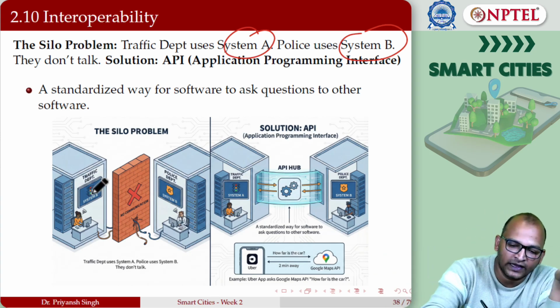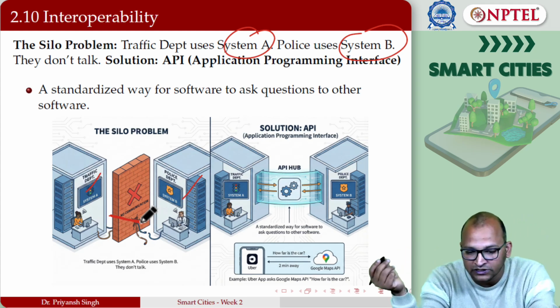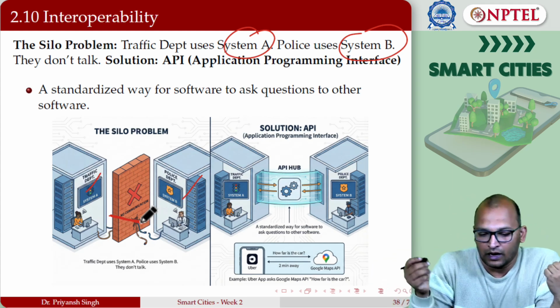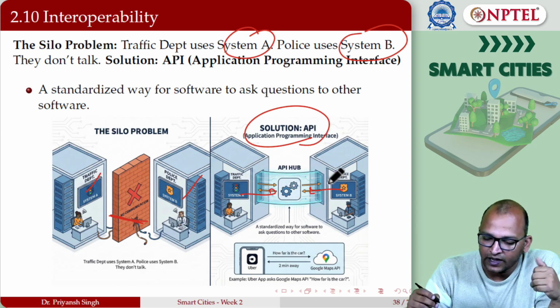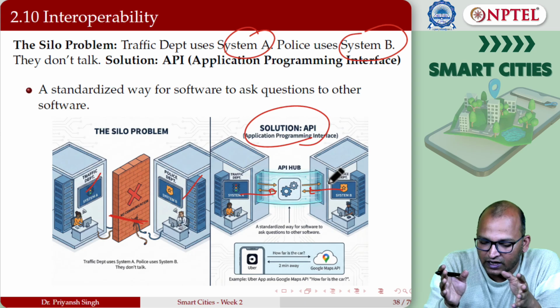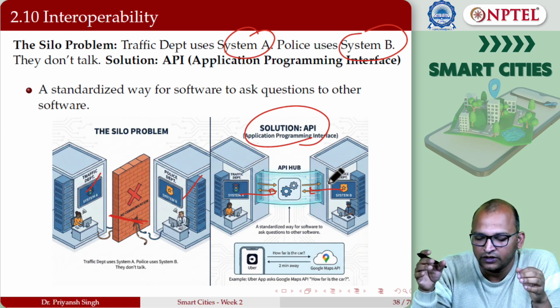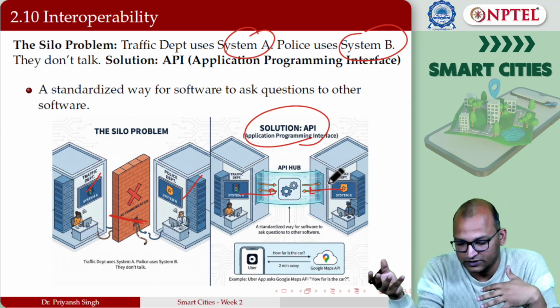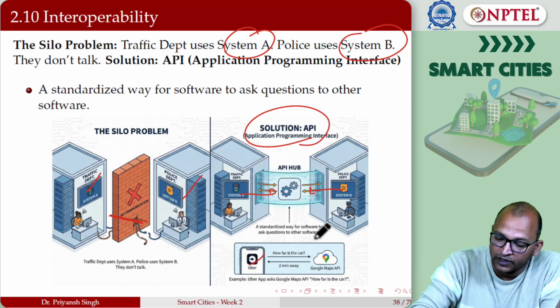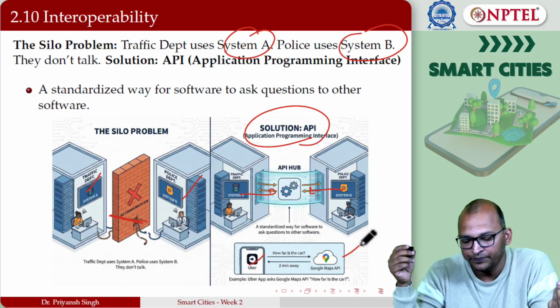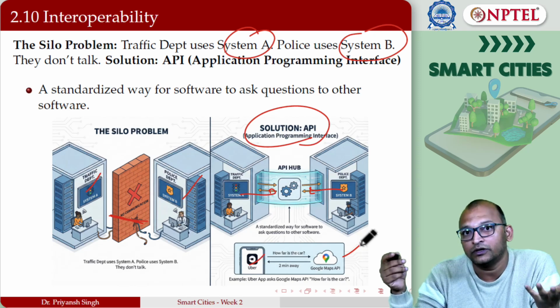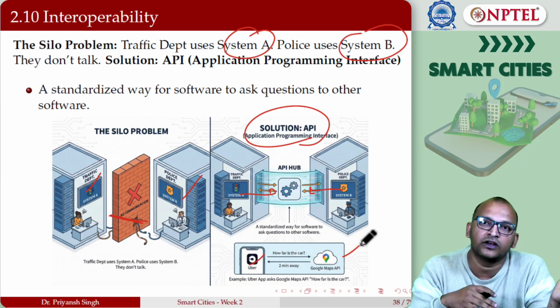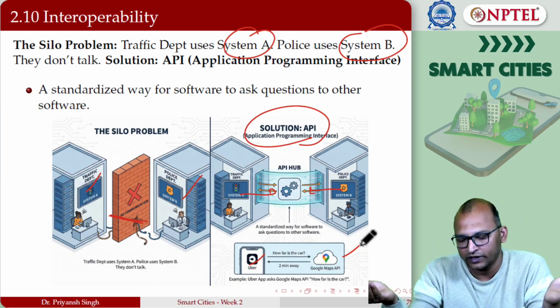For example, here you can see we have two departments. The interconnection between these departments is not possible, but by adopting this API hub, we can have all this information shared. Based on this shared information, a standardized way for the software to ask questions to other software is possible. For example, Uber may ask the Google API how much distance there is from point A to point B. It can also get the information on how much time will be required to reach from point A to point B.